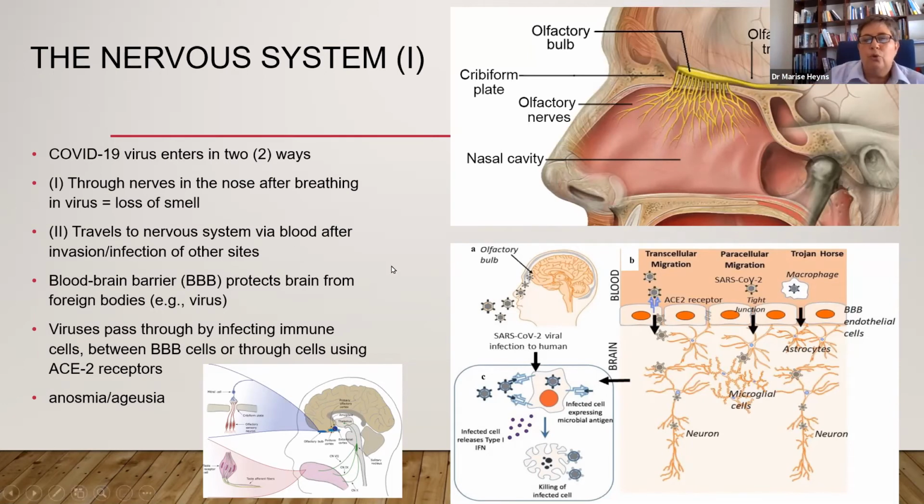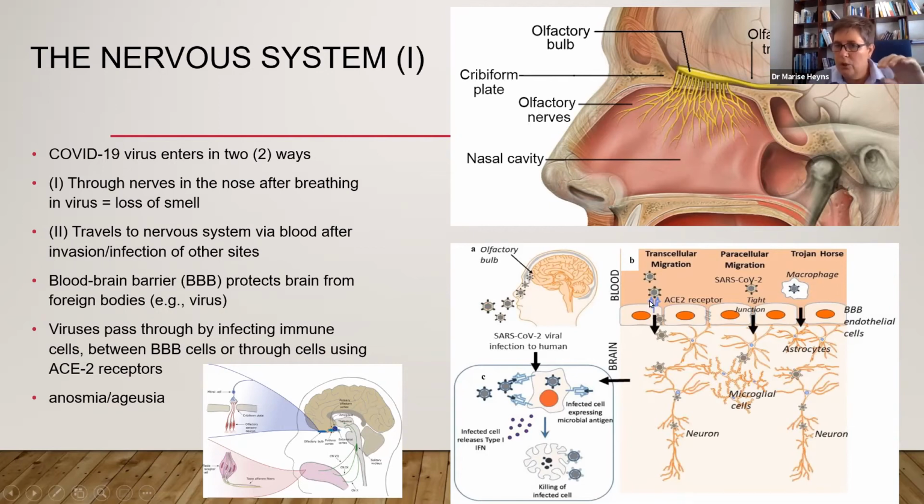Now, to prevent viruses and foreign bodies in the blood from getting to the brain, you've got what we call a blood-brain barrier. It's like a wall between the brain and the blood. Unfortunately, this blood-brain barrier can be overcome by viruses. It can go through two ways. One is this transcellular migration. This is the typical one that we spoke of.